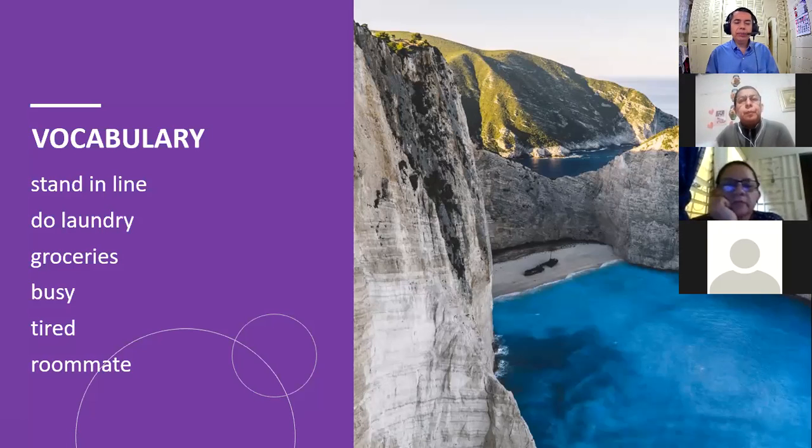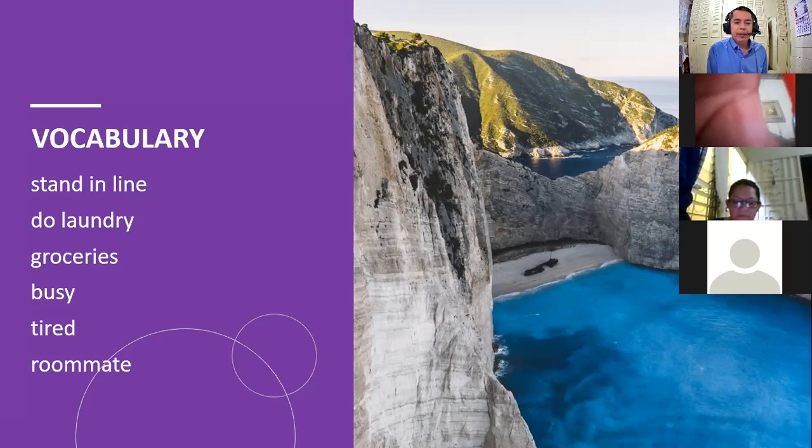Okay, now, do you have questions about the meaning of those words? No questions? What is grocery? Groceries are the things you buy in the supermarket. You know, like fruits, like vegetables, like toilet paper, you know. Everything that you buy in the supermarket is grocery, right? Las compras del super, okay? Groceries. Good, thank you for the question.